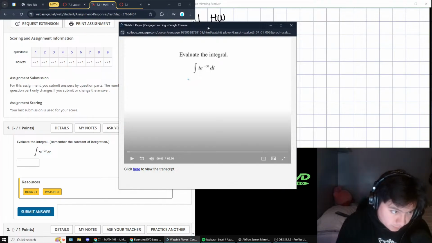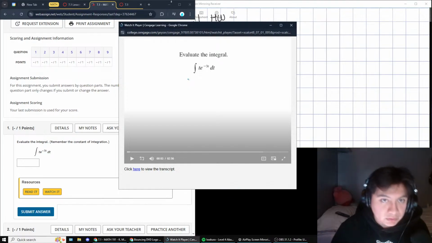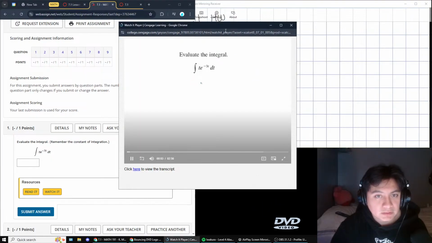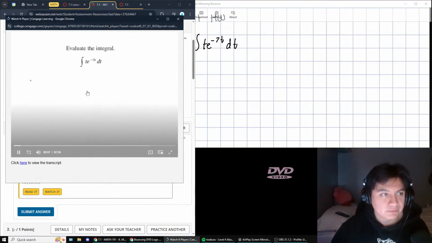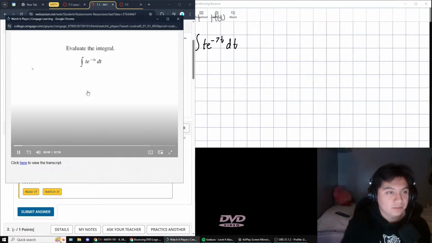There was one day where a bunch of my friends from my school were arguing over who can draw the best integrals. Integral of t times e to the negative 3t dt. Really funny. So here what we'll do is use integration by parts.